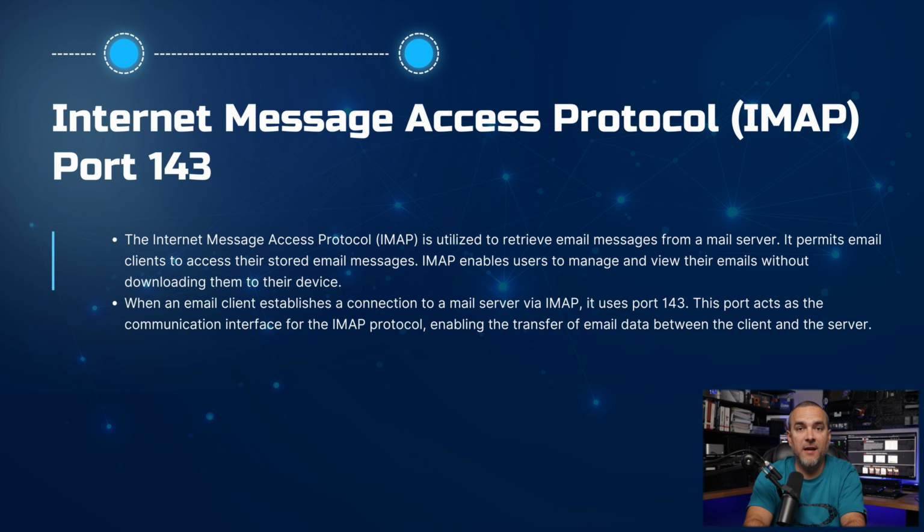The Internet Message Access Protocol, or IMAP, is a protocol used for retrieving email messages from a mail server. It enables email clients to access their email messages stored on that server. IMAP allows users to view and change their emails without actually downloading them to their local device. When an email client connects to a mail server using IMAP, it does so over port 143. This port serves as the communication endpoint for the IMAP protocol, controlling the exchange of email data between the client and the server.